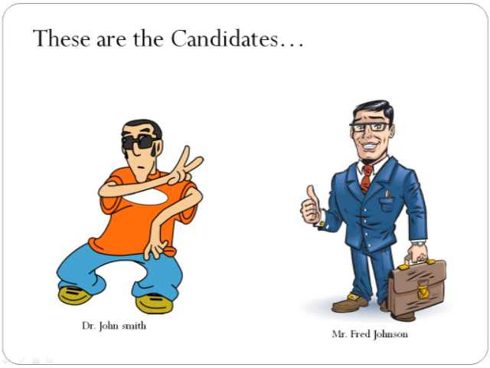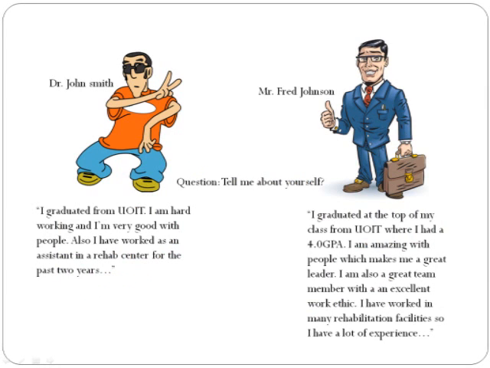These are the two candidates, Dr. John Smith and Mr. Fred Johnson. Based on the first impression of how they look, Mr. Johnson would get the job because he looks more professional. A question that an interviewer commonly asks is something like, "Tell me about yourself." This isn't always a good question because you can't tell if the individual is telling the truth or just telling you what you want to hear. Based on their answers, Mr. Johnson would probably have the edge over Dr. Smith, even though Dr. Smith may be the better employee.